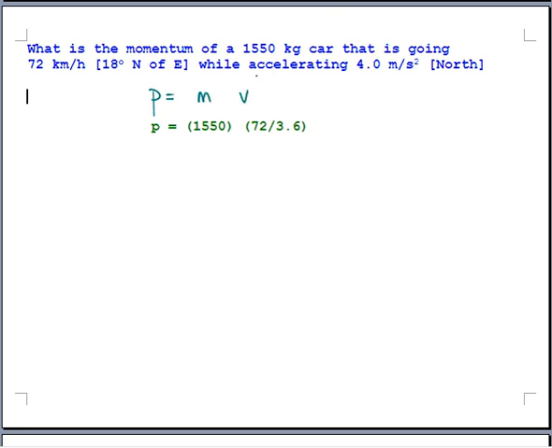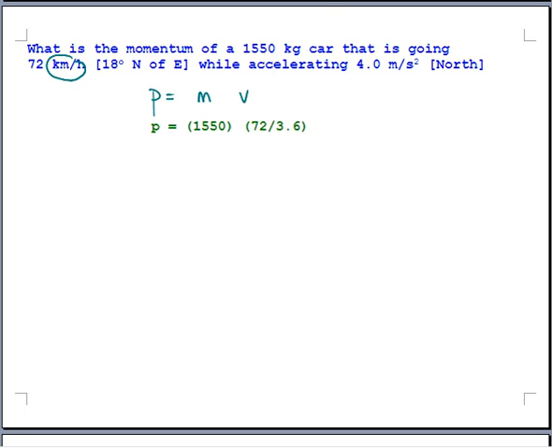So you plug in your mass, 1,550 kilograms. You plug in your velocity in meters per second. That's what that little division by 3.6 is doing. So you got to catch that. You simply multiply those two things together. There is no angle to worry about. Actually, there is. We'll see how to deal with that in a moment. But there is no acceleration, right? At that instant, while it's accelerating, I'm not going to put that in there.